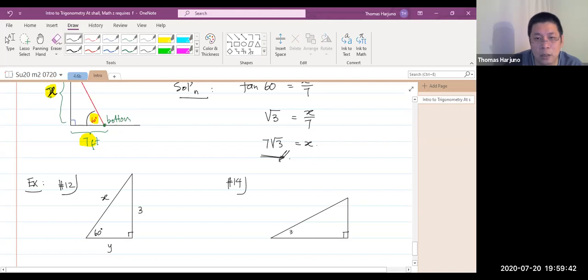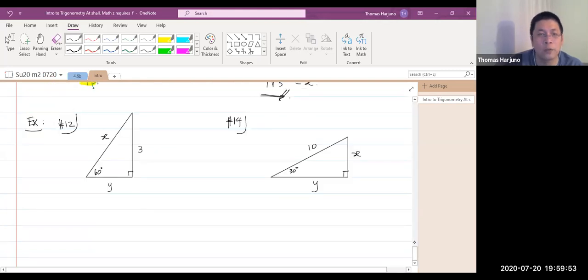This is 30 degrees. This is 10, this is x, this is y. And also find x and y. I think each one of them will take you around only 2 minutes. Okay, together with our break, we will come back at 1:15.